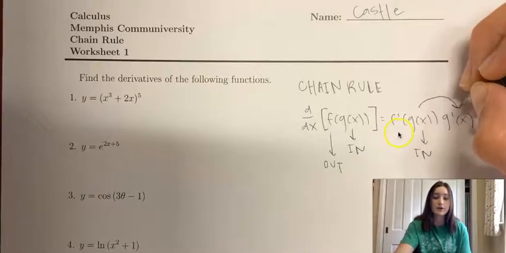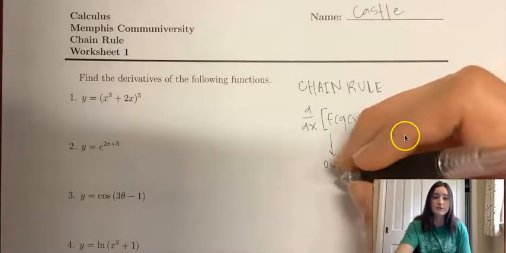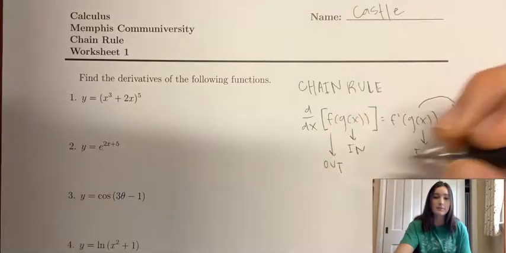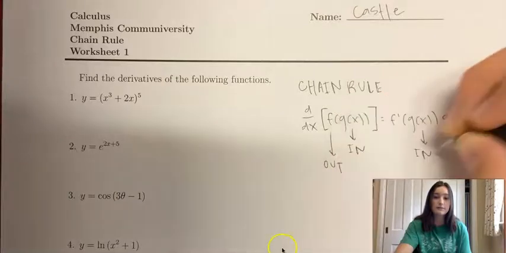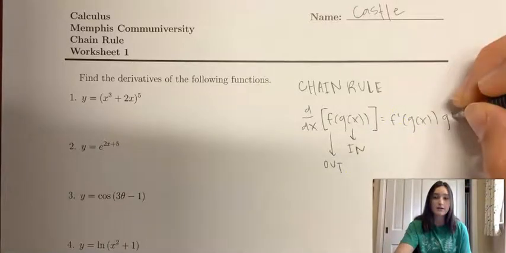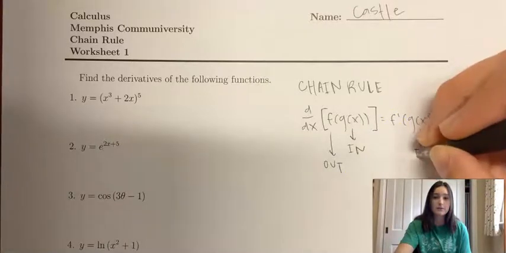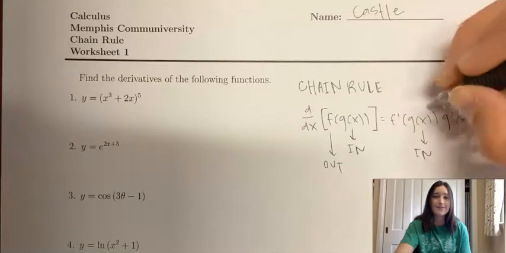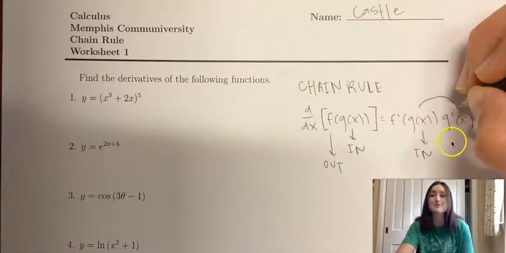So here I've got derivative of outside. I'll go back to that. Derivative of outside, keep the inside, and then multiply by the derivative of that inside function.